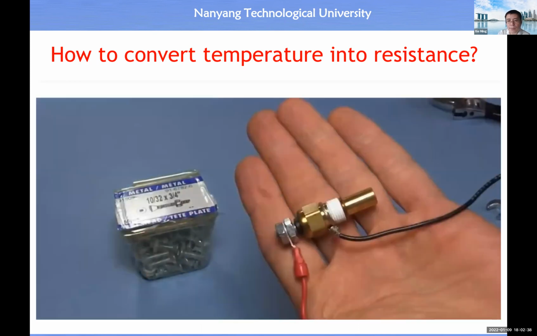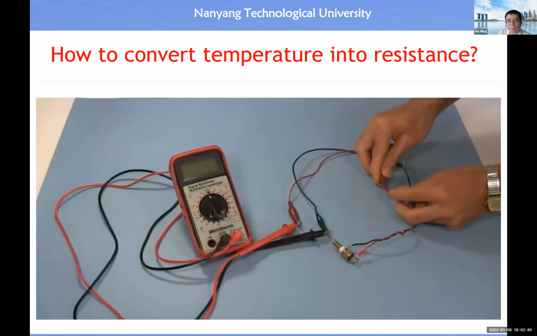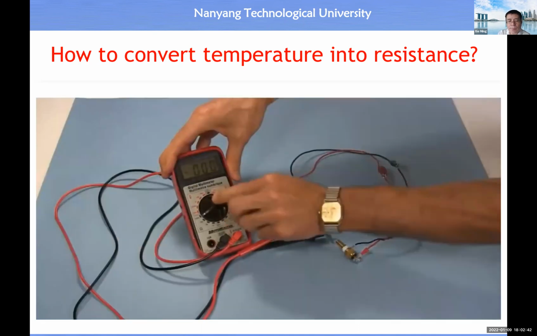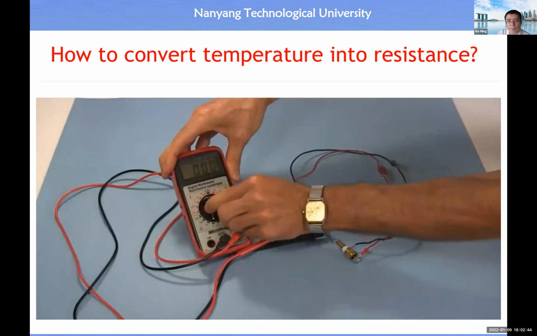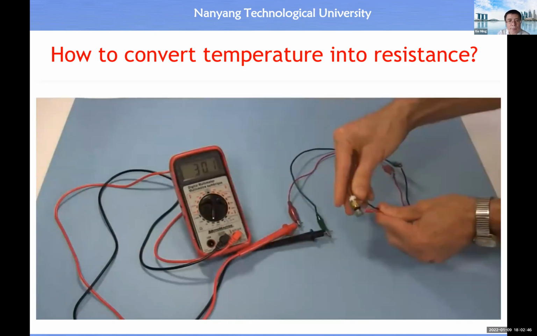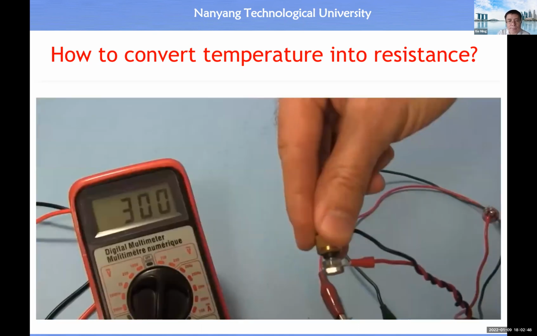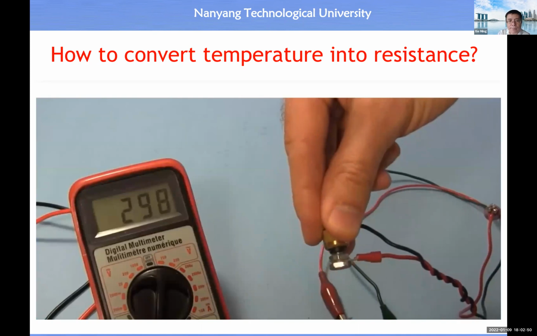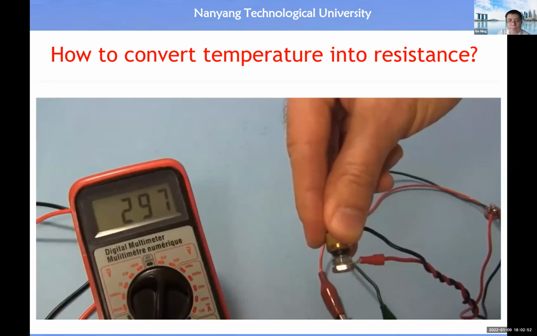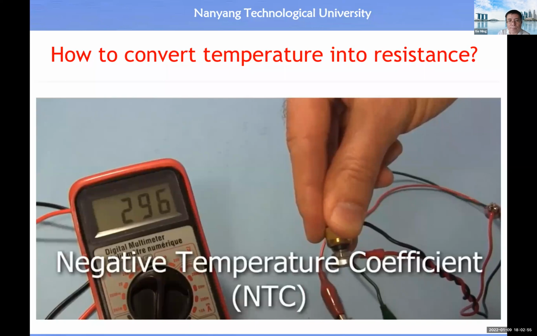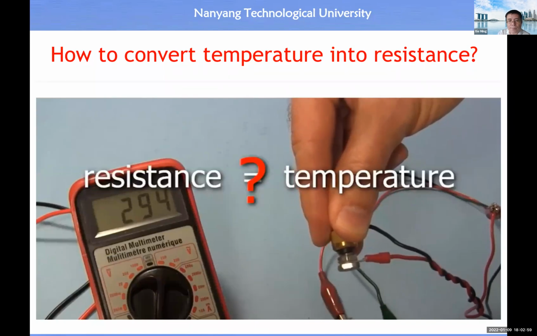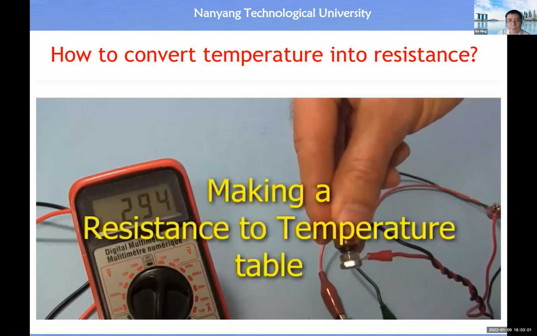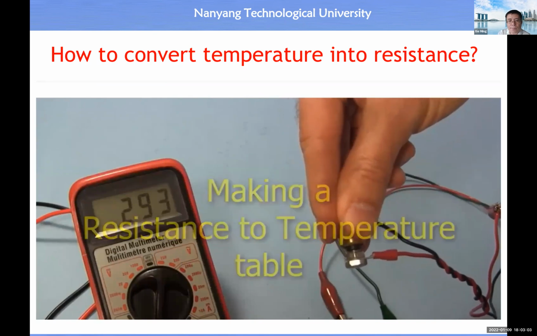I then connected up a meter and put it on the resistance scale. Remember, the resistance changes with the temperature. I put my fingers on the probe part and it started to heat up. Sure enough, the resistance on the meter started to decrease as the temperature increased. So it contains an NTC, or a negative temperature coefficient thermistor. To be useful, I needed to know what resistance matches what temperature. Unfortunately, I couldn't find a resistance temperature table for this particular one, so I had to make my own.